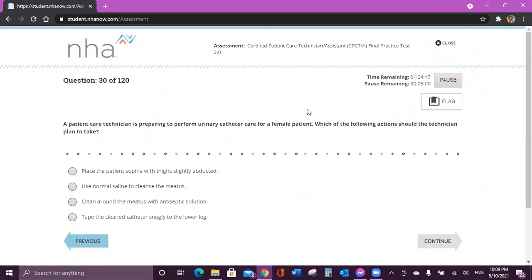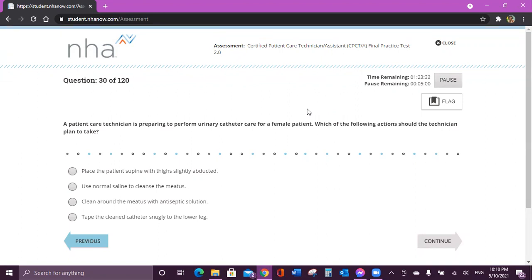A patient care technician is preparing to perform ordinary catheter care for a female patient. Which of the following actions should the technician plan to take? Place the patient supine with thin sliding adduction. Use a normal saline to cleanse the meatus. No. Cleanse around the meatus with the antiseptic solution. No. Take the cleansed catheter to the lower lid. Creo que entre la A y la D, déjame leer.